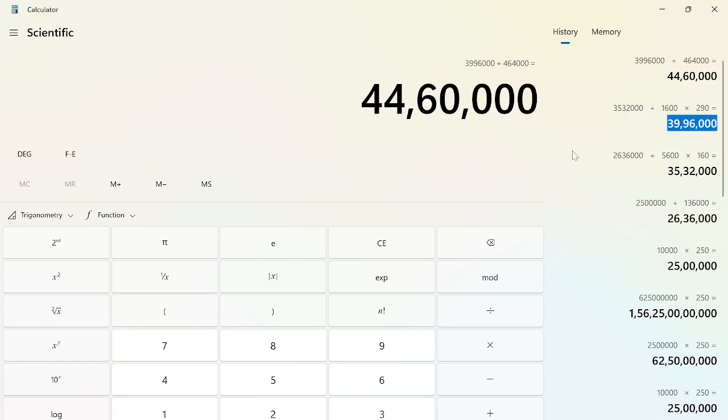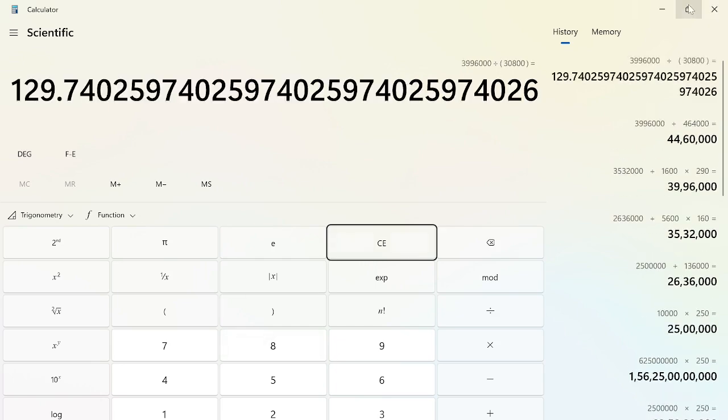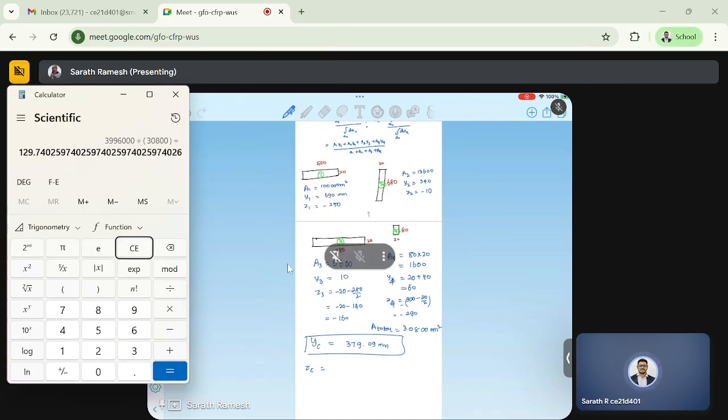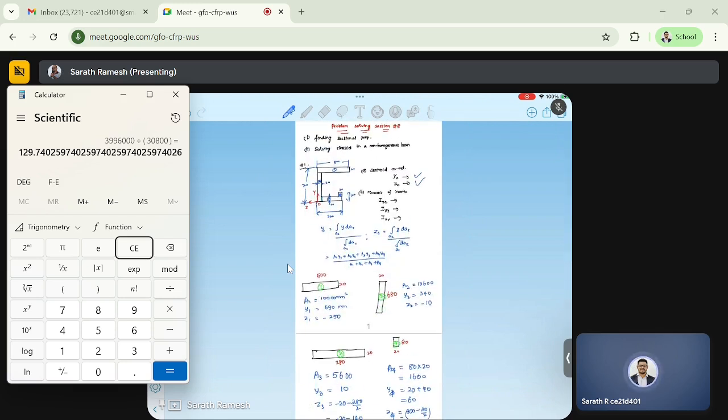Yeah, this is the value, divided by A1 plus A2 plus A3 plus A4, which was 30,800. So I'm getting 129.74 mm. Right? Okay, so right. That's also done. Next, moment of inertia.